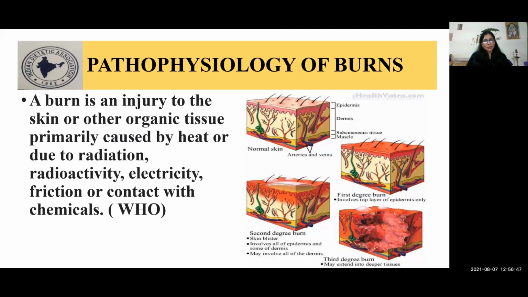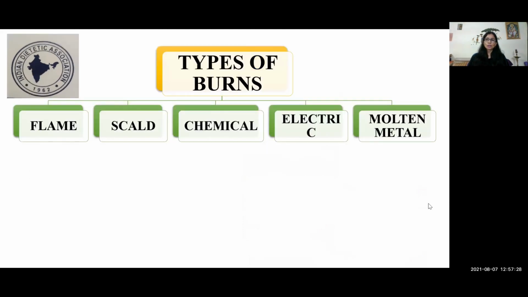So what do you think? Is burn a disease? No, actually, by WHO, burn is an acute injury to the skin and other organic tissue, primarily caused by heat or due to radiation, radioactivity, electricity, friction, or contact with chemicals. In this picture, you can see the normal skin has different layers: epidermis, dermis, subcutaneous tissue, and muscles. But when it comes to burns, different parts of the skin get involved in different degrees of burn, and the cells and tissues get damaged.